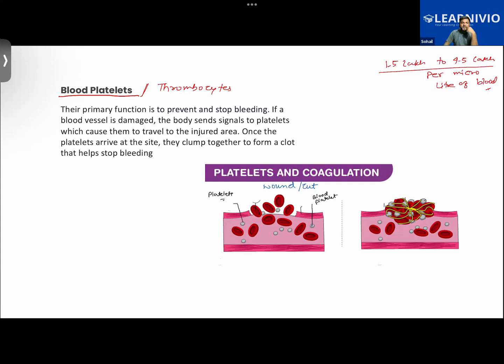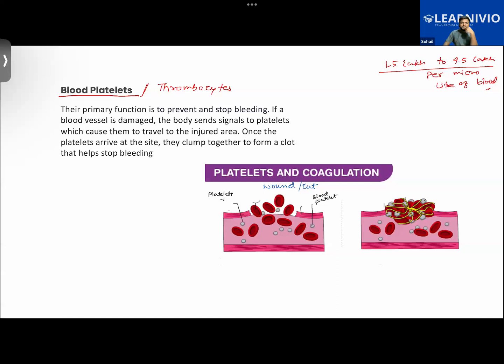But what happens if it were to decrease too much? What if the count of platelets were to decrease to 10,000, 15,000, or 20,000? In that case, it might lead to internal bleeding in the person.